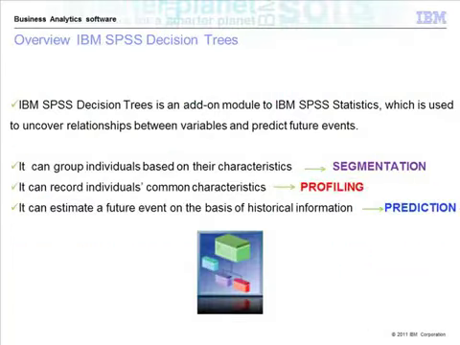IBM SPSS Decision Trees is an add-on module which contributes to uncovering relationships between variables and to grouping individuals together. It uses segmentation, profiling, and prediction. These terms can be explained as follows. Segmentation is a process of grouping individuals based on their characteristics. Profiling is recording individuals' common characteristics. And prediction is estimating a future event on the basis of historical information.